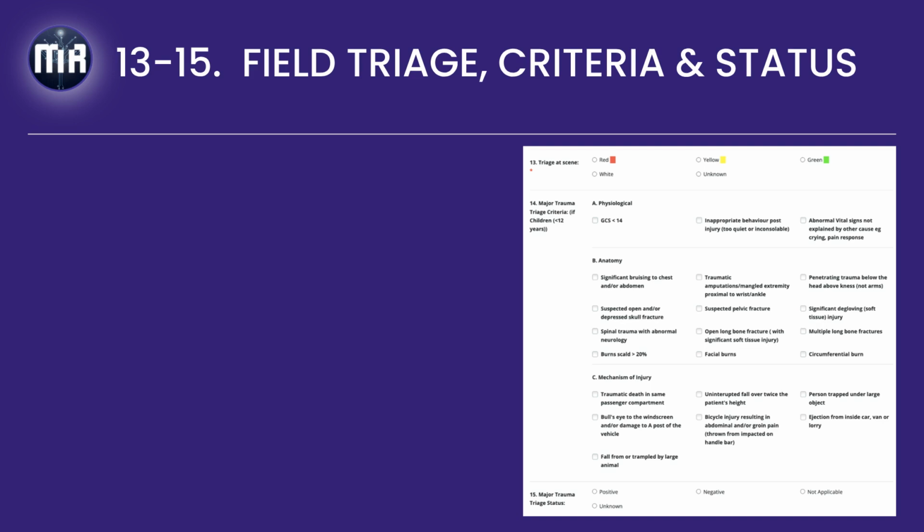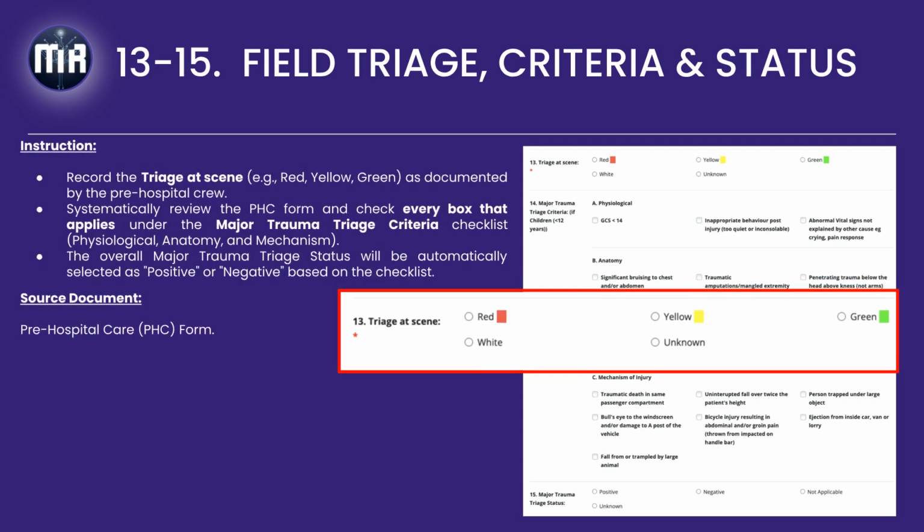First, for field number 13, triage at scene. Your task is to record the triage color, typically red, critical, yellow, semi-critical, or green, non-critical, that was assigned to the patient by the ambulance crew in the field. This information should be taken from the pre-hospital care, or PHC, form.